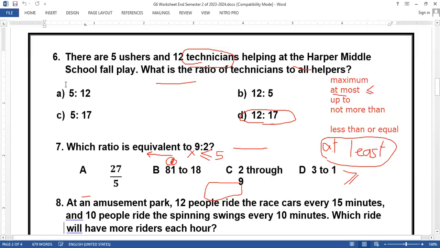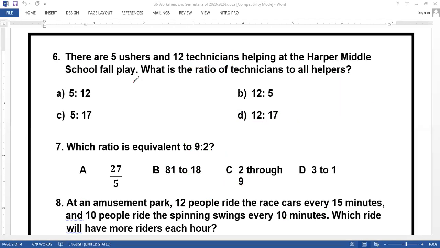Question number 6. There are 5 ushers and 12 technicians helping at the Harbor Middle School play. What's the ratio? Here we have to be very focused: the ratio of technicians to all helpers. How many technicians? 12. So I put 12.